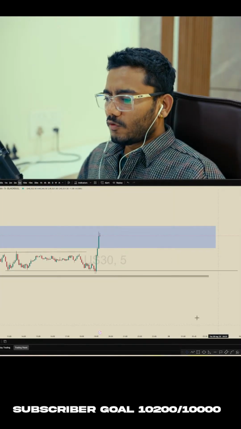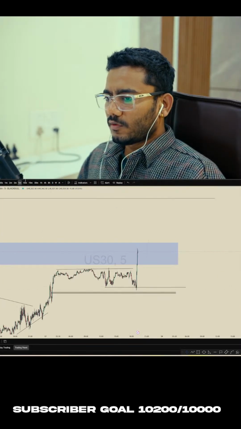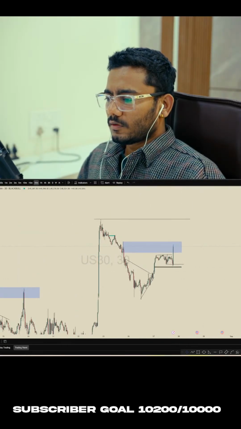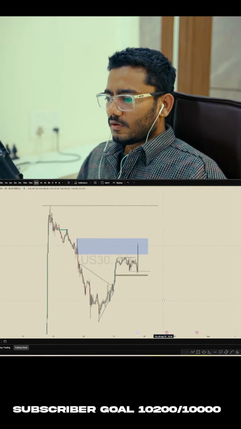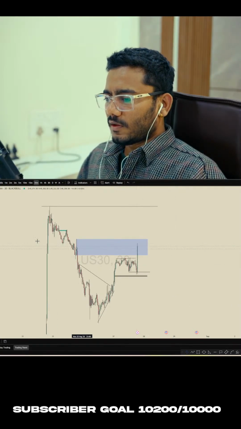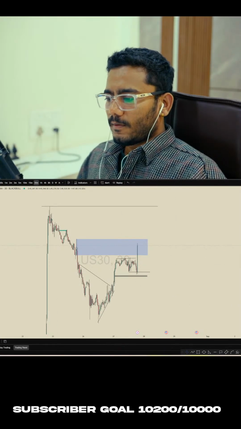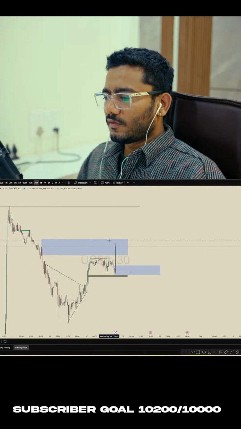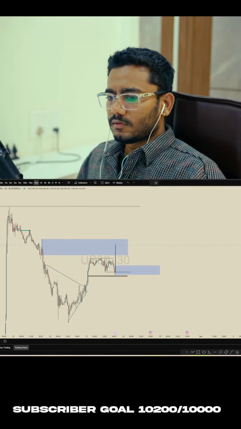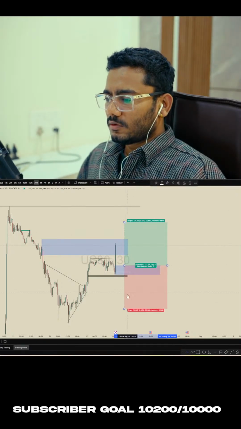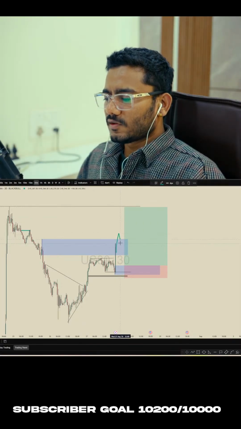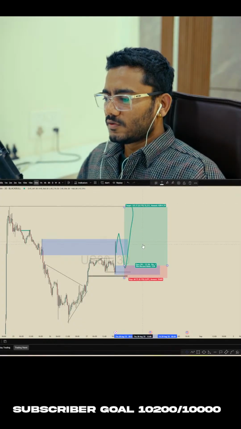On US30, we want price to break this low, or else we look for continuation. Right now we have this high and price tapped our order block. But if price continues to the upside, then we'll look for entry from this order block to the upside. Entry, stop loss below this order block, and we'll target the next high. If price continues to the upside and breaks the structure, we can look for a buy side entry from here, which is our 1:4.